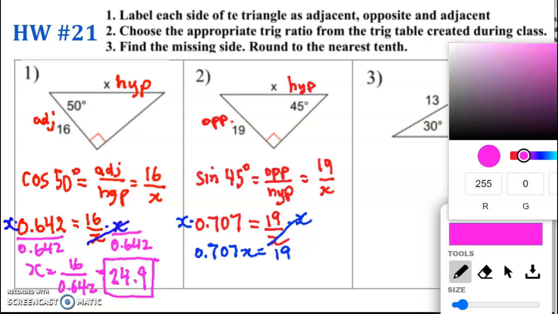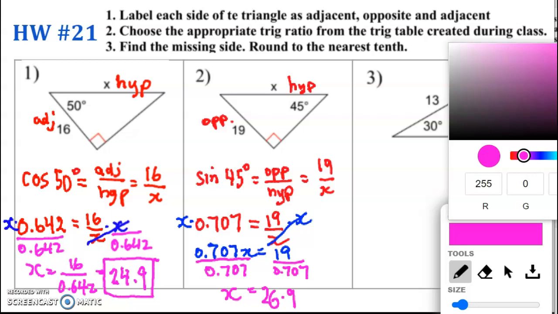So you need to divide both sides by 0.707. Then you use the calculator and you get x is equal to 19 divided by 0.707, and you get 26.9. So does that look reasonable? Yes, because the hypotenuse should be longer than the leg.